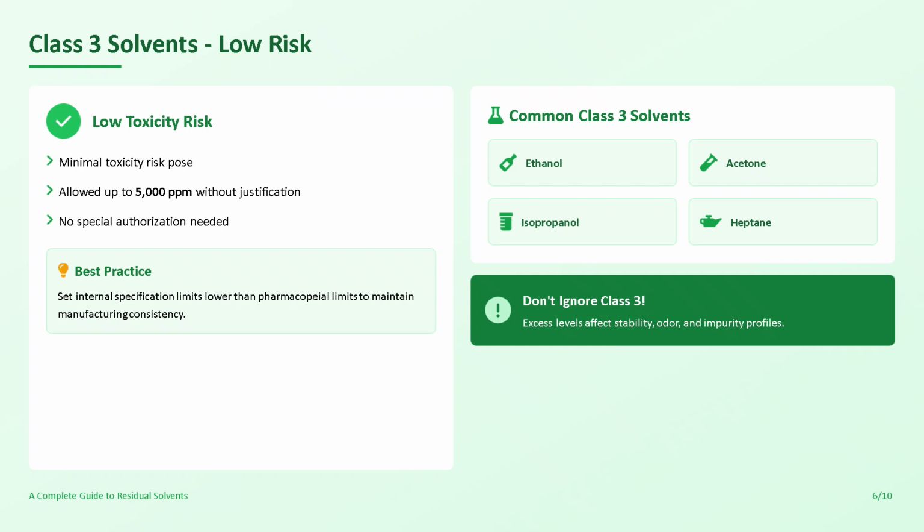Class 3 solvents are the least risky, the green light solvents. They have low toxicity and are generally allowed up to 5,000 parts per million without special justification. Common examples include ethanol, acetone, isopropanol, and heptane. But even though they're low risk, they shouldn't be ignored. Excess levels can still affect product stability, odour, and impurity profiles. A best practice is to set internal limits lower than the pharmacopeial limits to ensure consistent product quality.